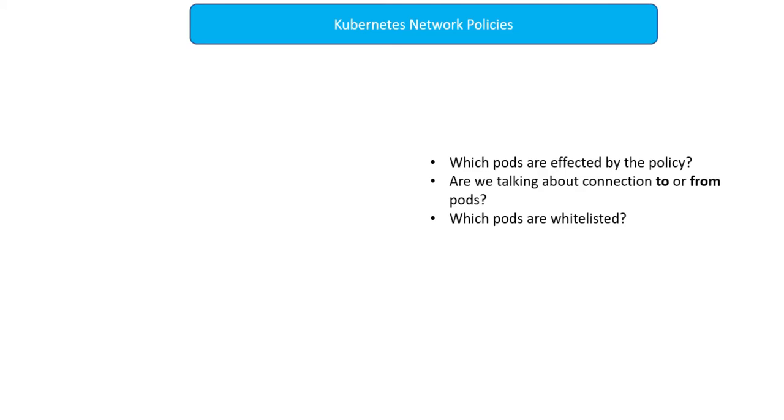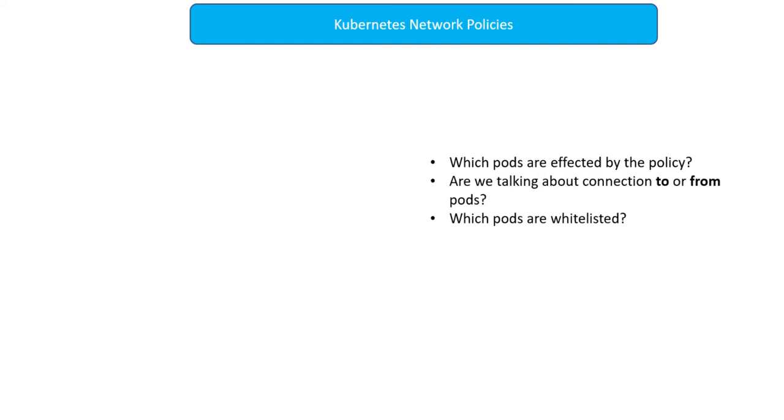Okay, we have Calico in place working as expected, so we can now create some network policies. To create a network policy, we need to have answers to those three questions. Which pods are affected by the policy? Are we talking about connection to or from the pod? And which pods are whitelisted?